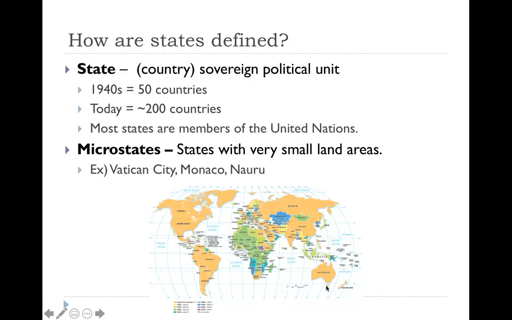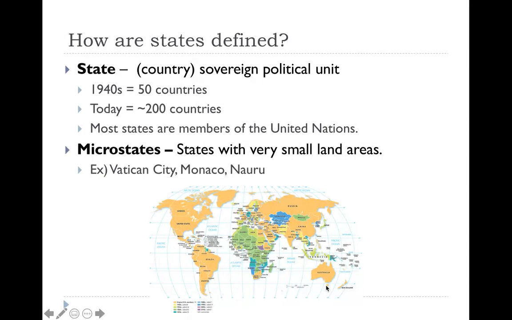If we look back, these sovereign political units is what the definition of a state actually is. In 1940, there was about 50 countries in the world, and today we have over 200 countries in the world, actually just around 200. Most states, when we talk about countries, are members of the United Nations, and we'll talk a little bit more about the United Nations as well.